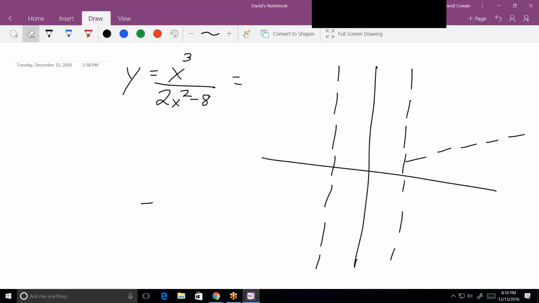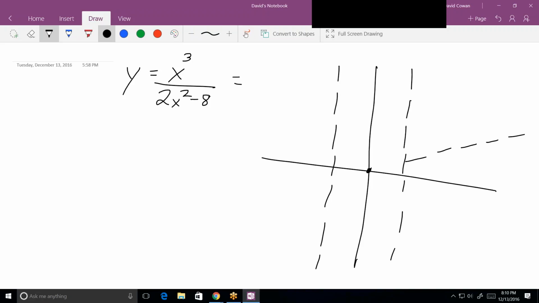Intercepts are relatively easy. What is the y-intercept going to be? Wouldn't it be 0? No, the y-intercept comes when x is equal to 0. So plug in 0. Yes, you're right, it would be 0. What am I thinking? So the curve goes through that point right there.